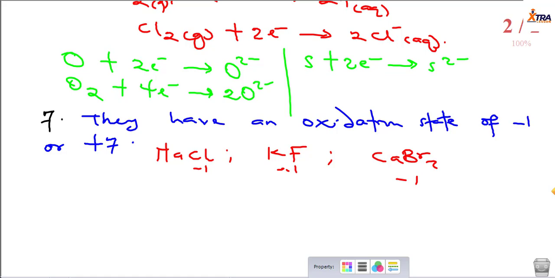Now let's go back, let's digress again to group 6. Group 6 have oxidation states of -2, common form, of +6, right, or +4. So they have an oxidation state of -2, +6, or +4. This is for group 6 elements.